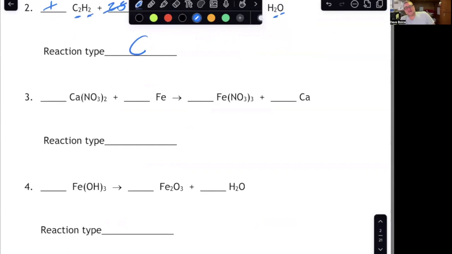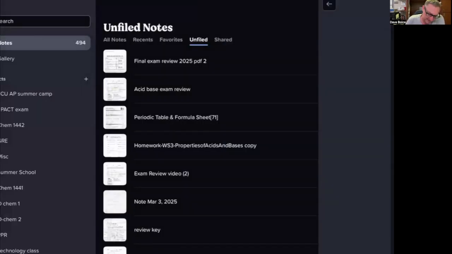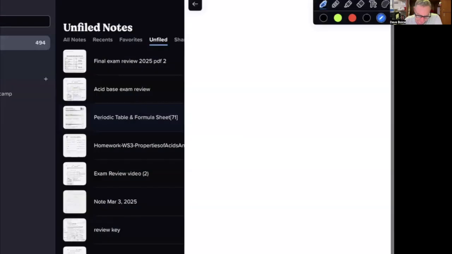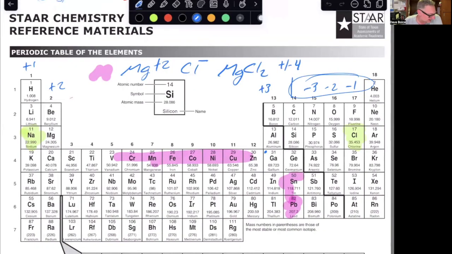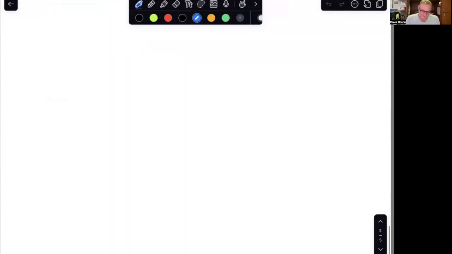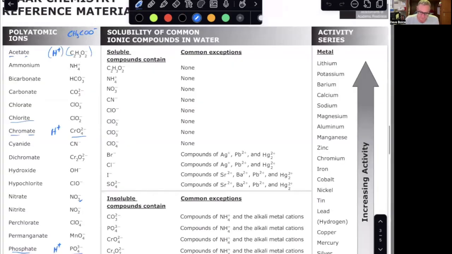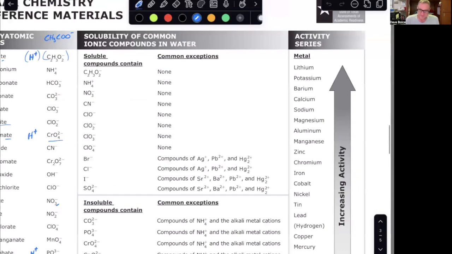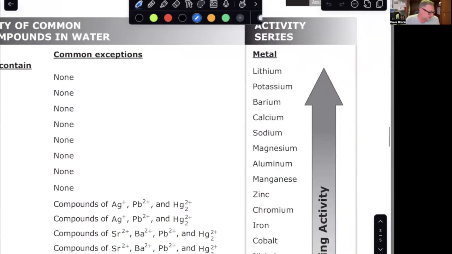Next, I have a single replacement reaction. So I have a compound and I have a metal. Now with these, what I need to pay attention to is, is this even going to happen? Is iron strong enough to break calcium away from its bond? And so I'm going to go into my periodic table and formula sheet, and I want to know, is this even a thing? So here's my activity series, and you get to use this on the test.